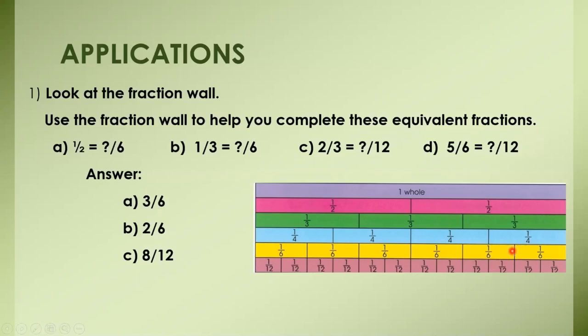Now this 5 by 6 equals dash by 12. So that is in terms of the 12 fraction wall. So from here to here, how many by 12s are here? 1 by 12, 2 by 12, 3 by 12, 4 by 12, 5 by 12, 6 by 12, 7 by 12, 8 by 12, 9 by 12, 10 by 12. So that is 5 by 6 equals 10 by 12. Is this clear? Shall we move to the second question?